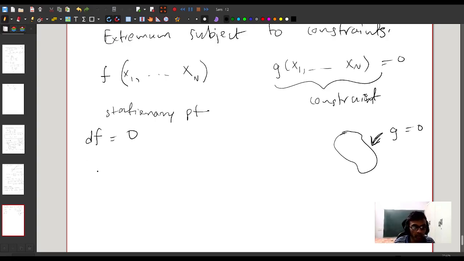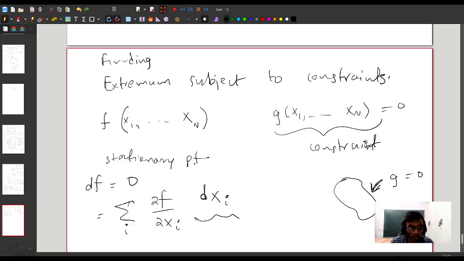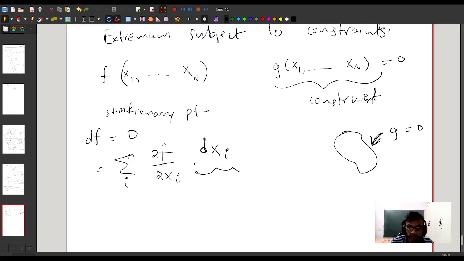Df is 0. So df can be written as ∂f/∂xi times dxi. When there is no constraint, all these dxi's are independent, and for the variation to be 0, each of these coefficients individually has to be 0, which says that the gradient is 0. So that is the extremum condition for a function in the full space.